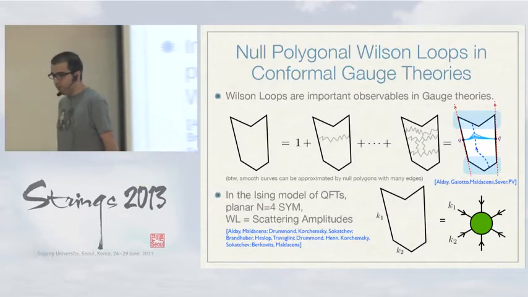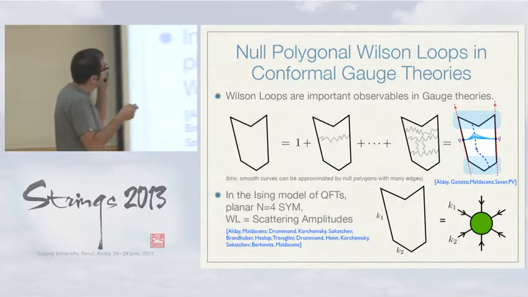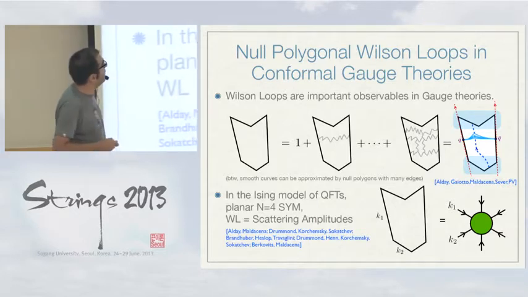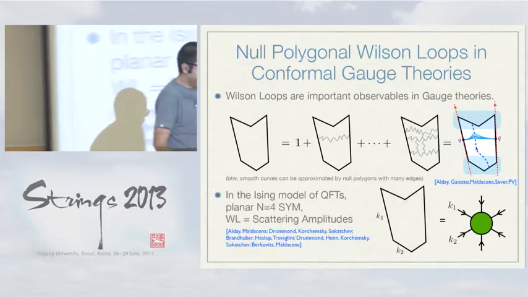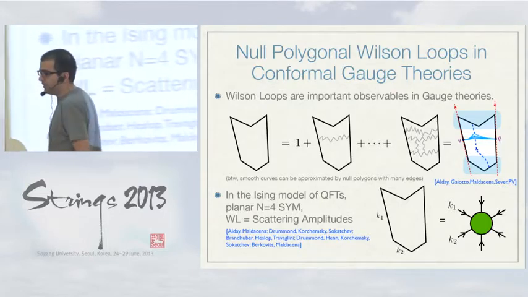Wilson loops, and a particular class of Wilson loops whose contour is a null polygon, okay? So null polygon Wilson loops in conformal gauge theories is the main object that we will be focused on. So let me just briefly motivate it.